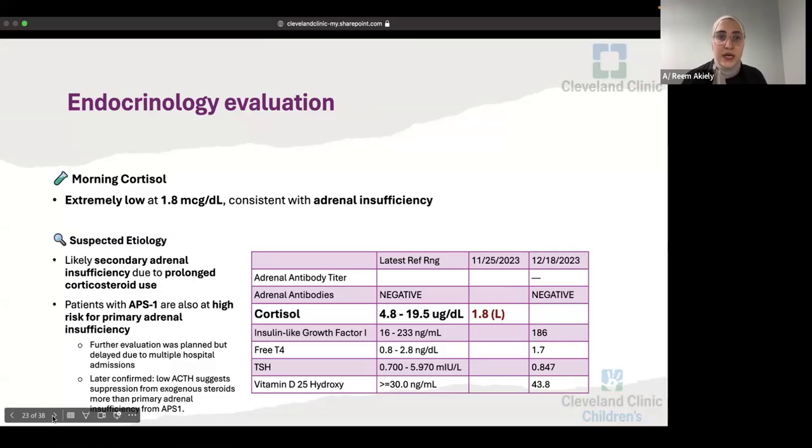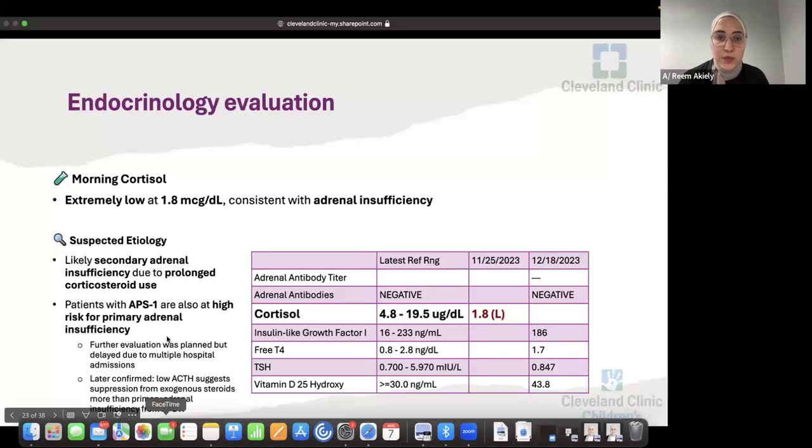For his case specifically, the likely etiology was secondary adrenal insufficiency due to prolonged corticosteroid use, although we wanted to keep in mind that patients with APS type 1 are also at risk of primary adrenal insufficiency. Further evaluation was planned for primary adrenal insufficiency, but it was delayed due to the admissions. However, it was concluded on multiple later occasions that his ACTH levels remained normal to low, suggestive of secondary, not consistent with primary adrenal insufficiency. Thus, so far, the impression was that it's secondary due to the prolonged steroids rather than primary adrenal insufficiency due to APS type 1.